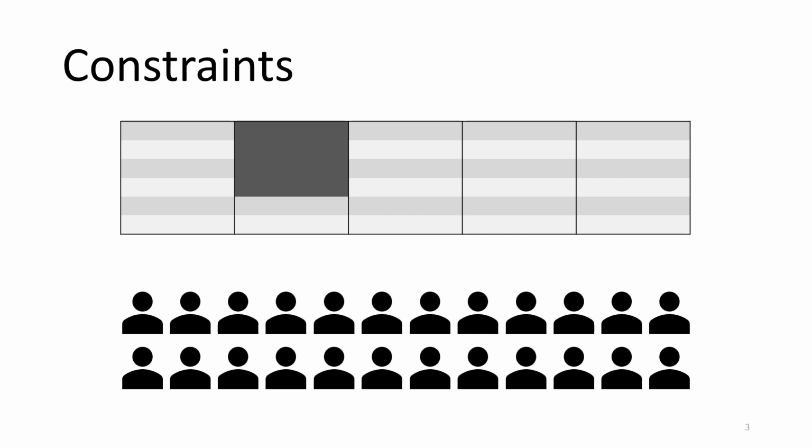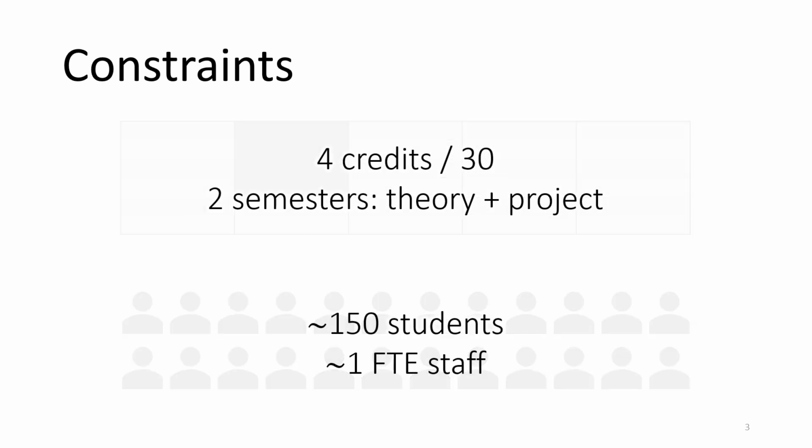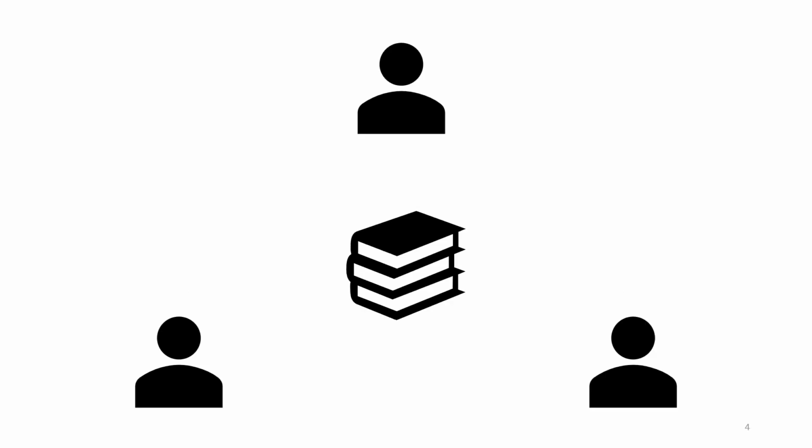First, there's not that much time. The courses were allotted about 2/3 of one weekday and had hundreds of students. Specifically, there were 2 semesters, 1 course each, 4 credits each time out of 30, and about 150 students per course, with a total of about 1 full-time equivalent staff.